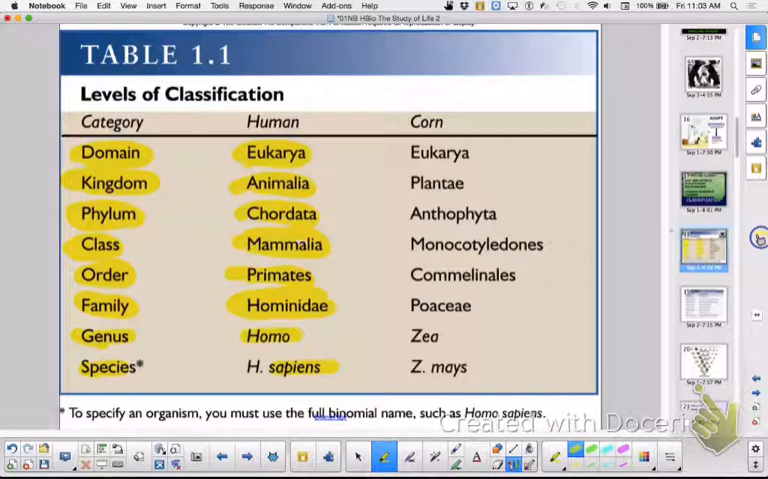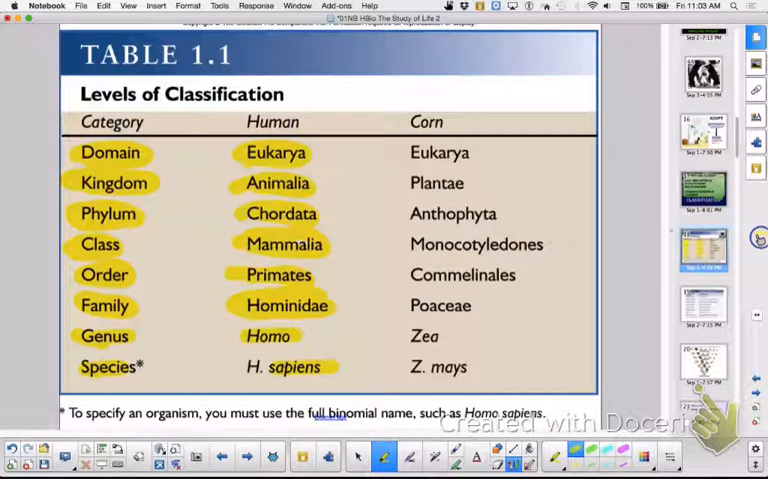Those of you that are done, could you ping pong back and forth with your bio buddy, taking turns starting at the top and saying them just so you start learning them? Go ahead. So our domain is Eukarya, phylum Chordata, order primates, family, genus Homo.